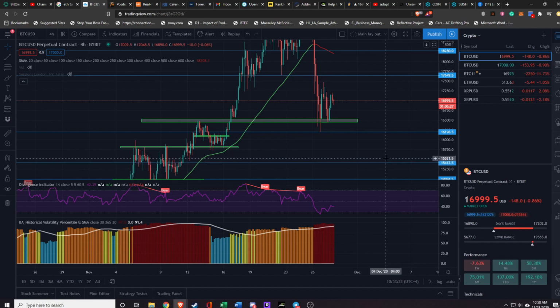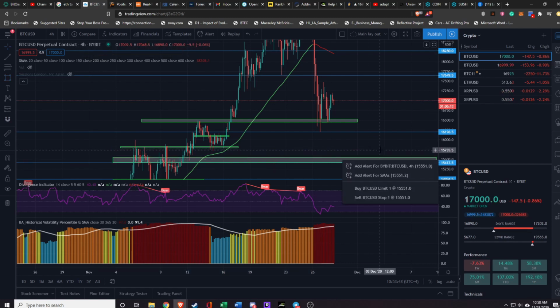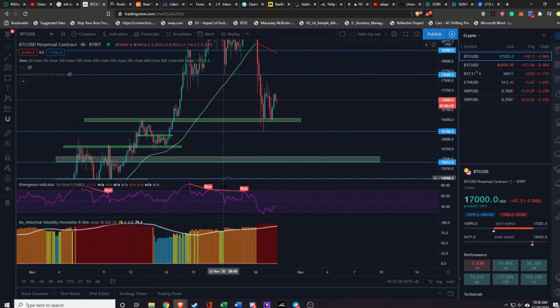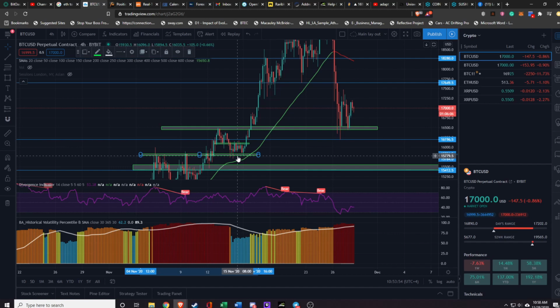If we break it, the next targets are around 15,412 to 15,550. I would like to make a liquidation box because price will never reach your exact point, to be honest. So somewhere around 15,550, and that's where I expect the next target. We can remove these. These are relevant only in the short term.